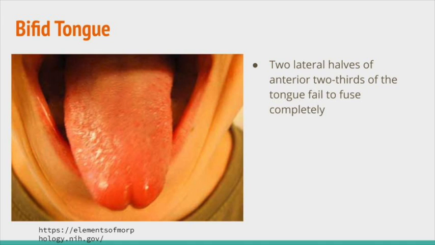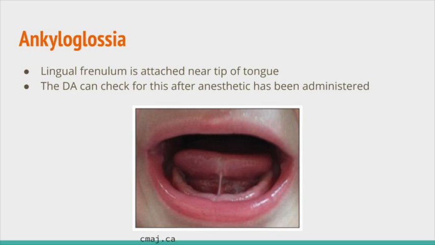And then you have a bifid tongue, and as you can see by the picture, your tongue actually isn't just one shape. It's kind of got that little middle part there. It's two lateral halves of the anterior 2/3 of the tongue that fail to fuse completely. And then you have ankyloglossia, and this is when the lingual frenulum is attached to the tip of the tongue, so it's also known as tongue-tied. The DA can also check for this when anesthesia is administered.